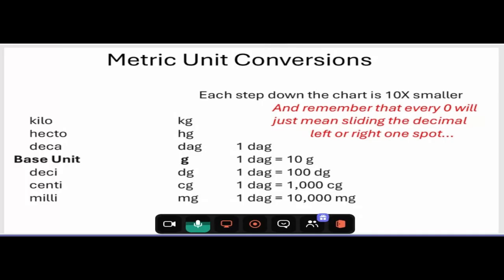And we also want to remember as we go forward that every one of those zeros means we're sliding the decimal left or right 1 more spot when we do our conversions. How do you know when to go left? How do you know when to go right? We'll talk about that very shortly.